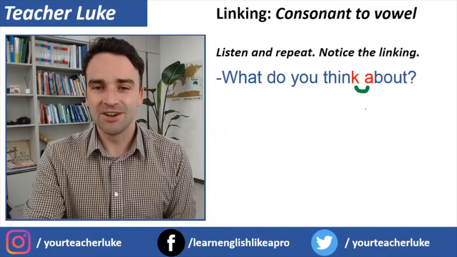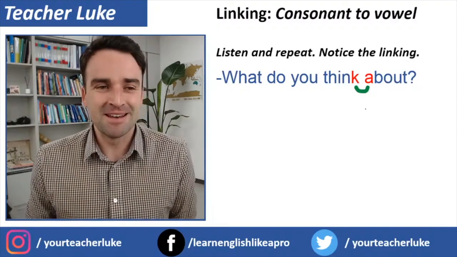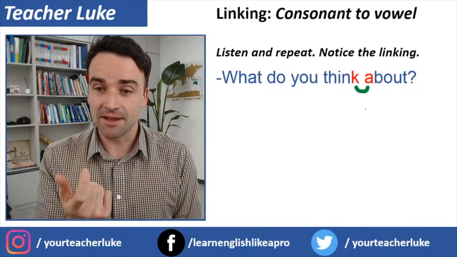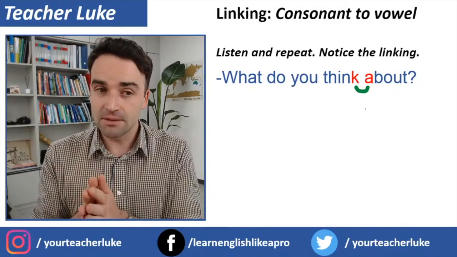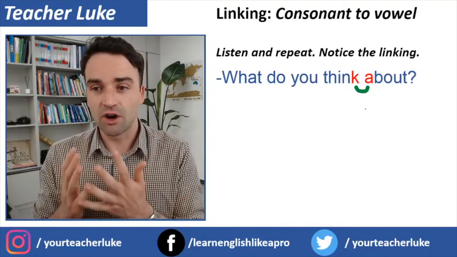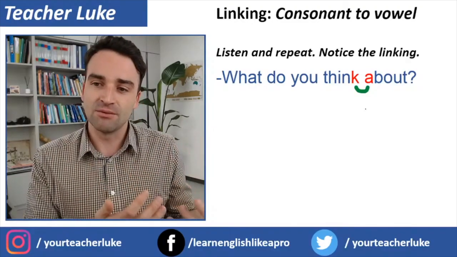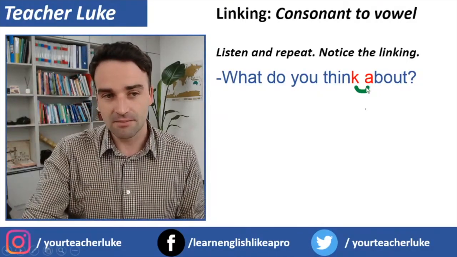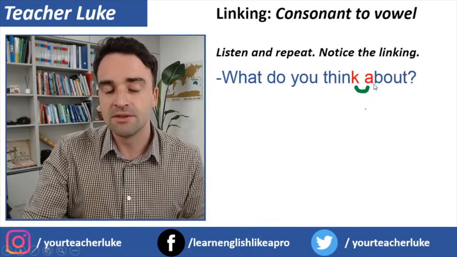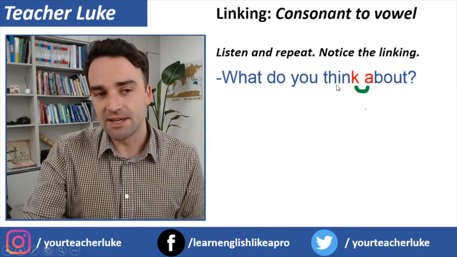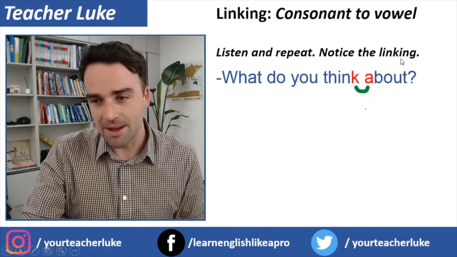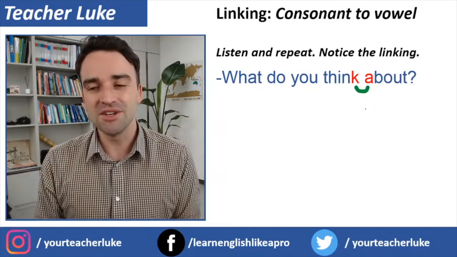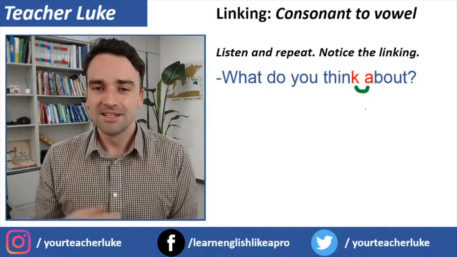So of course here, I made it easier for you because I made it red, but of course here the think and about, those words get linked together, because think, what's the last sound? The last sound is ka, which is a consonant, and about, the first sound is a, which is of course a vowel. So the last consonant, as in think, links to the vowel. Listen again. Think about it. Think about it. What do you think about it? So guys, if you are by yourself, you can speak after me. What do you think about it? So this is one example.